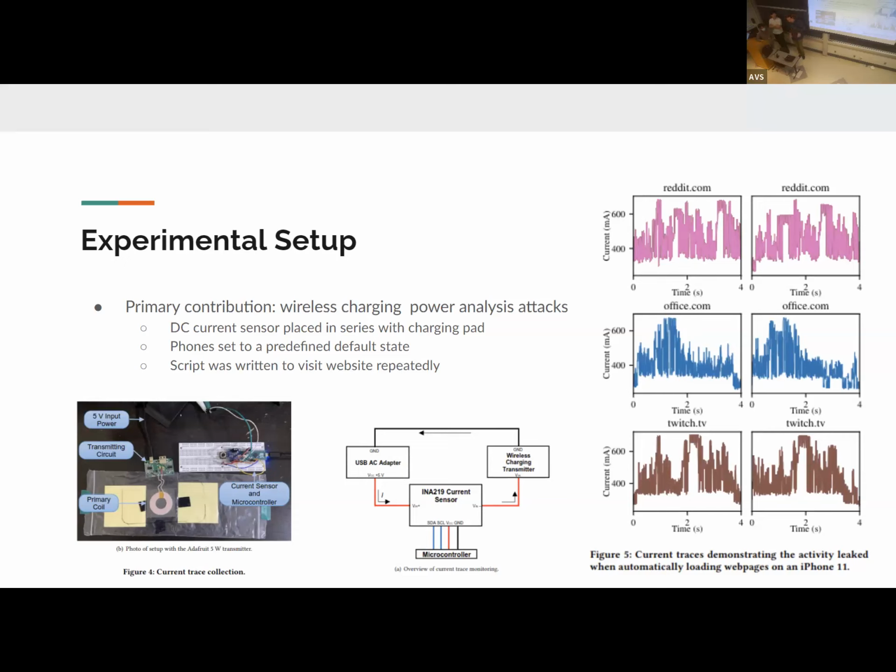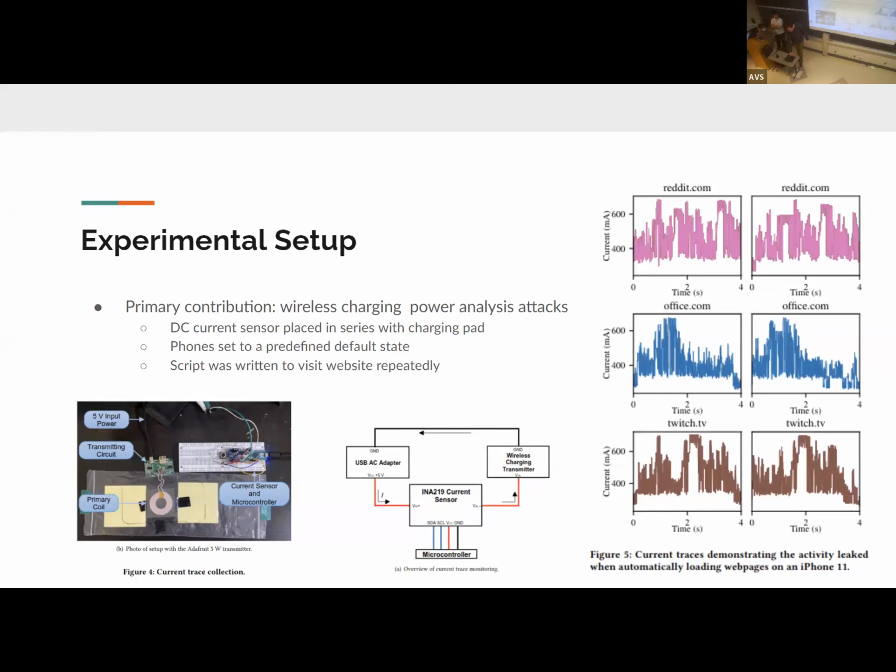And with the setup, they also had a current sensor put in series with the wireless charging pad, right? So they could record the current trace that was coming through here. So over here on the left, you can see the resulting current traces. And you'll notice that on the same website, you can see the same pattern, but between different websites that are visited, they are significantly different, which gives them reason to proceed with this sort of data.